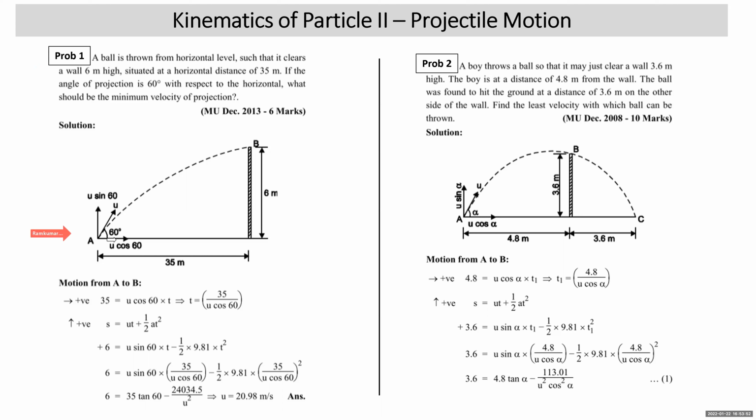First, we draw the ground, show the ground by drawing the horizontal line. A is the point of projection, we took it. Ball is being thrown at angle of elevation 60 degree with velocity u. It is the path traced by the projectile. It is just clearing a wall which is of height 6 meter and which is 35 meter away. Here we have shown the point of projection A. We have shown the target B where it is just clearing. We have resolved the velocity at A, u cos 60 and u sin 60.